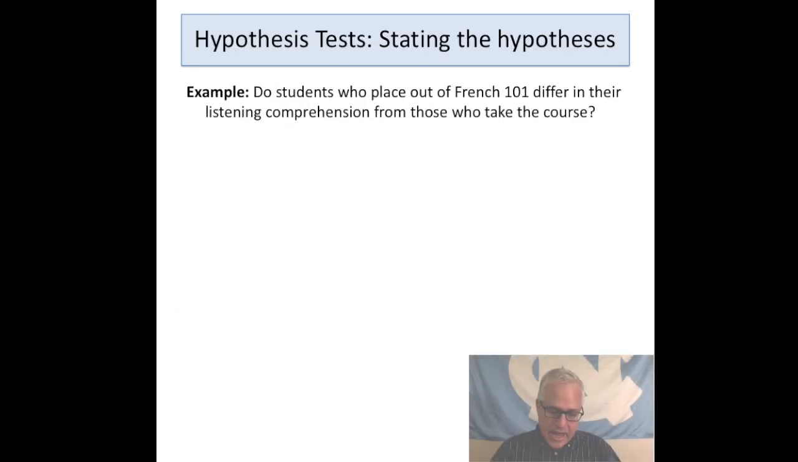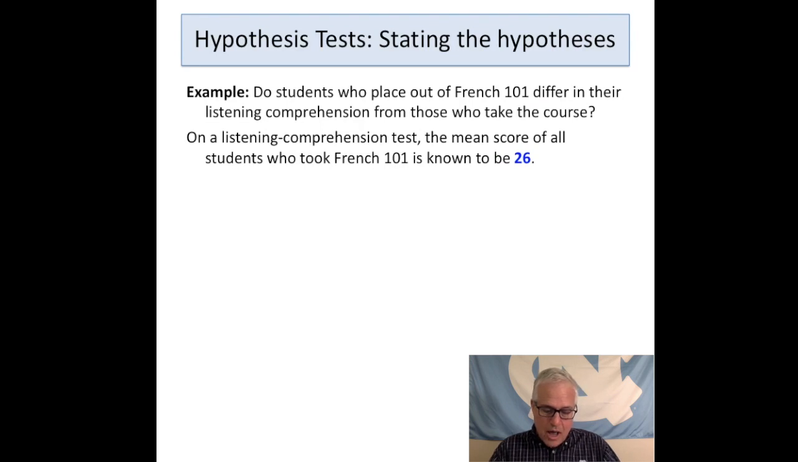All right. Okay, so here's a question of interest. Do students who place out of French 101 differ in their listening comprehension from those who take the course? When students come to UNC, some start in French 101, some who want to study French test out of French 101, and we're interested in the question, do they just differ? Is there a difference in the listening comprehension of those two groups? So we're going to assume that students who place out have the same listening comprehension as students who take the course, unless we have strong evidence to the contrary. And that really suggests our null and alternative hypotheses.